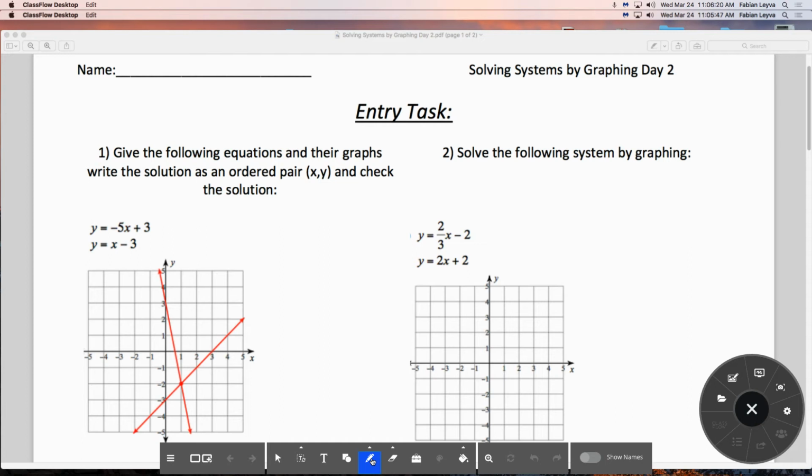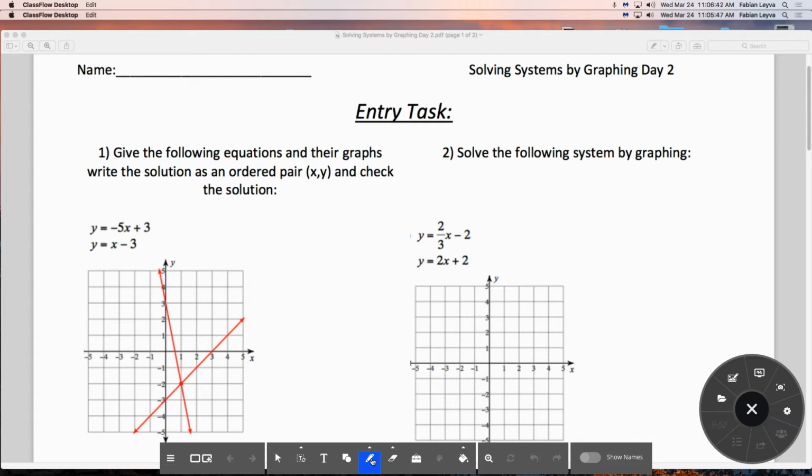Hello everyone, welcome to our second day of solving systems by graphing. These two problems are stereotypical problems that I want you to be able to do. The first thing I suggest is to try these on your own. Press pause on this video and attempt them to see if, when I go over them, you're going down the right path. Now, just for the video's sake, I'm going to go ahead and do these problems.